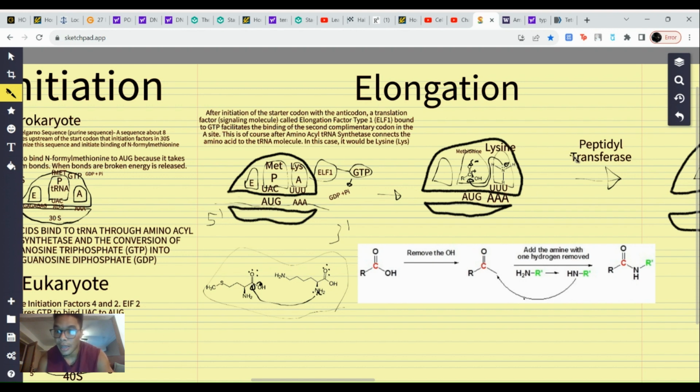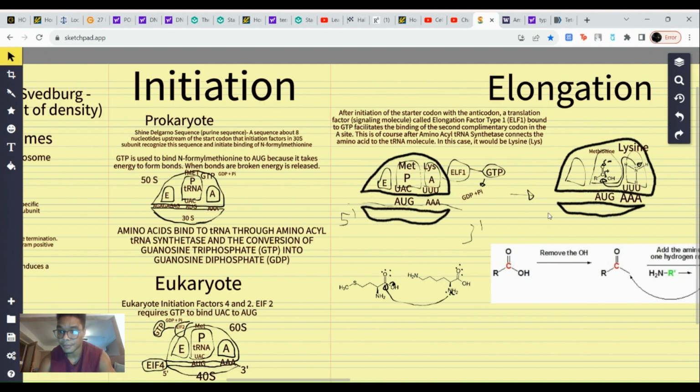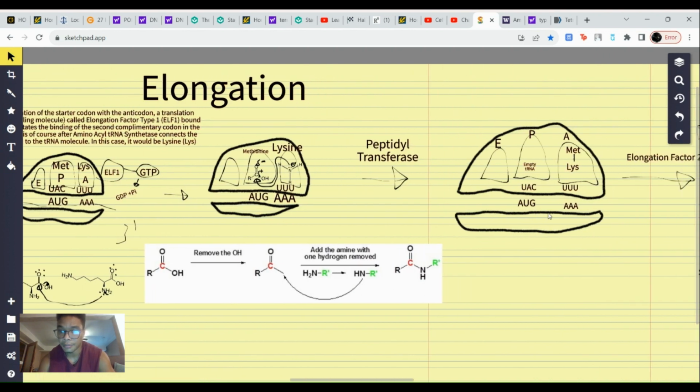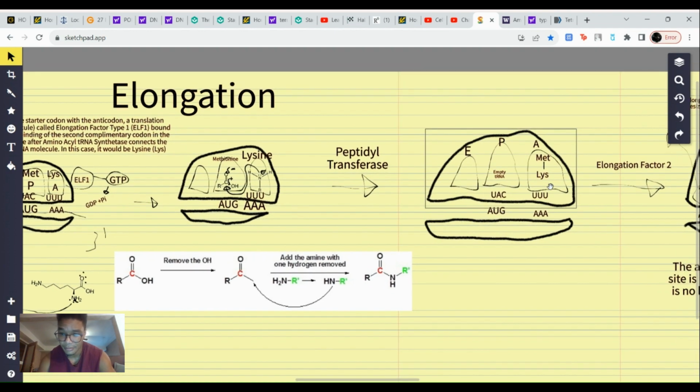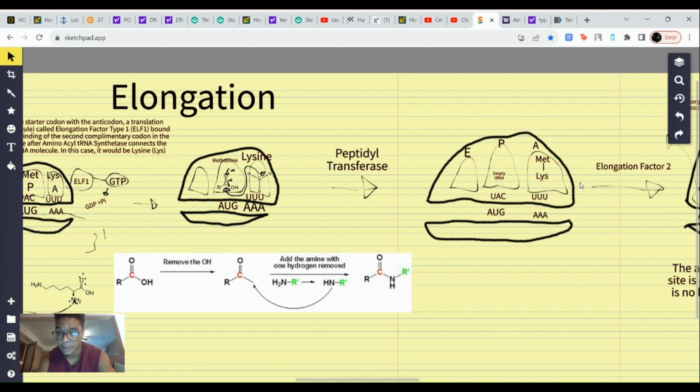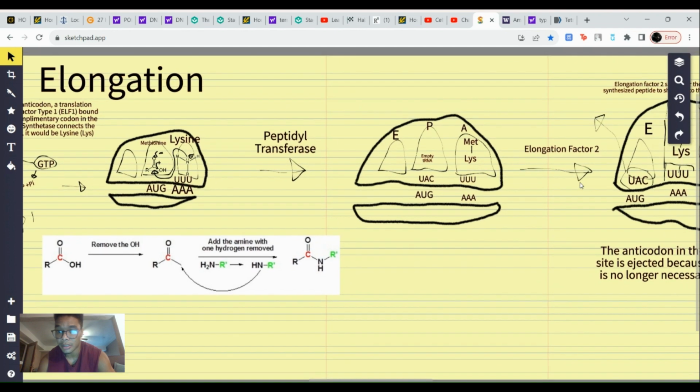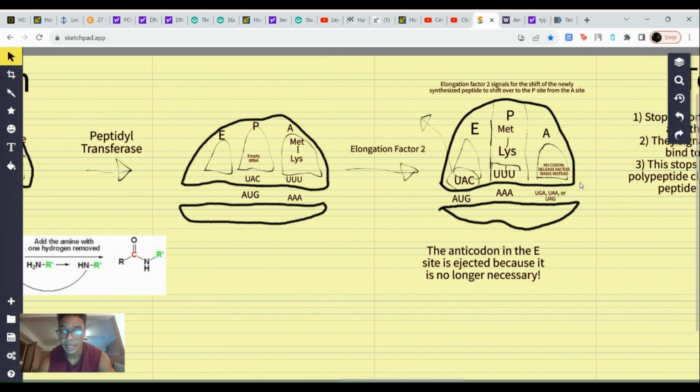So after that, an enzyme called peptidyl transferase brings the new peptide bond to the A site, and then you have the beginning of a peptide or polypeptide. So the polypeptide's made in the A site.